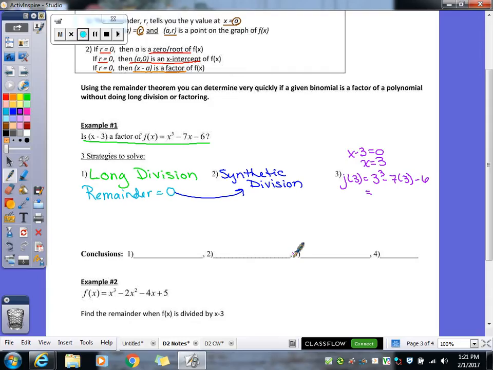So 3 cubed, what does that give us? 27. 7 times 3? And then minus our 6. So what's 27 minus 21 minus 6? 0. So yes, it was a factor. That's our other way we can tell. That's our remainder theorem right there.